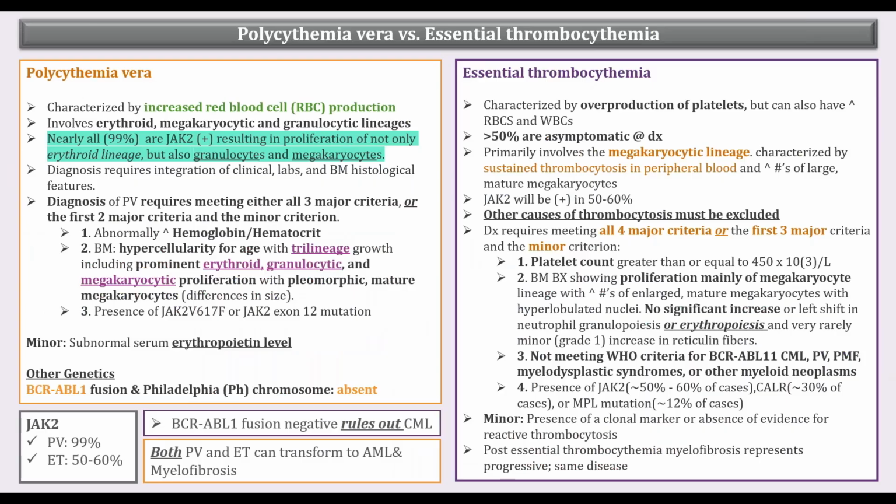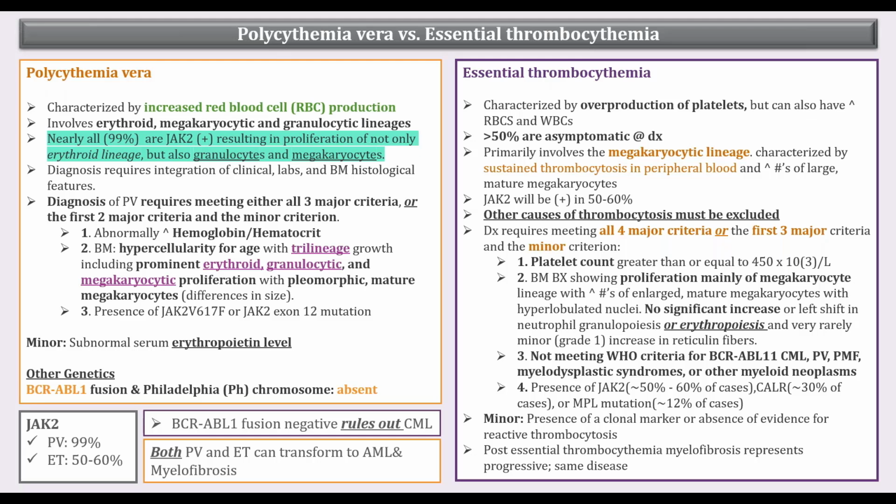So here I just wanted to give a side-by-side comparison because as you can see, PV and ET can look very similar. This slide is just to show you the similarities and then their differences. I won't go through everything here. We just talked about most of it, but ET and PV will both have hypercellular marrow in all cell lines. Both can have that JAK2 mutation, and most of the time they will have it. But it's more common in PV, with 99% of patients, versus ET, where it's more like 50 to 60% of the time.